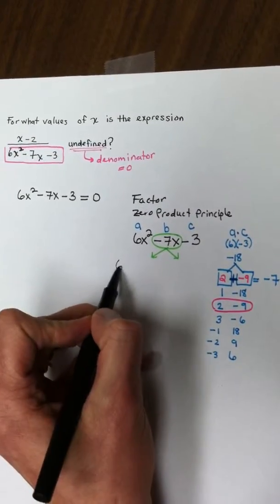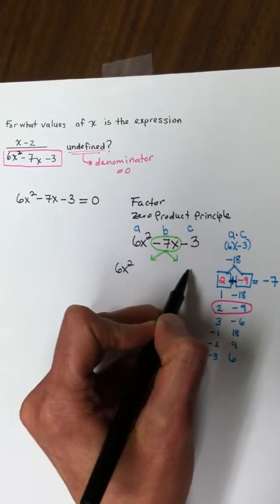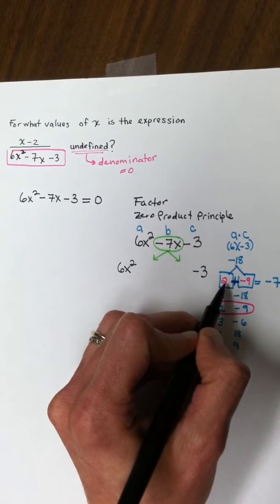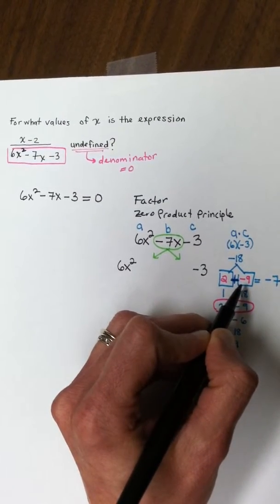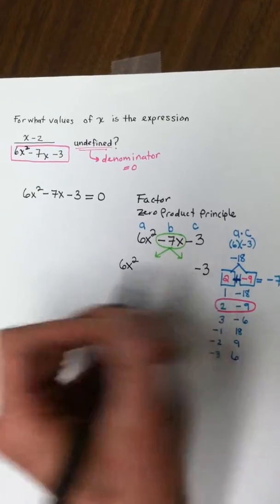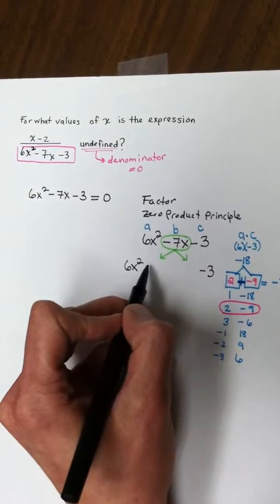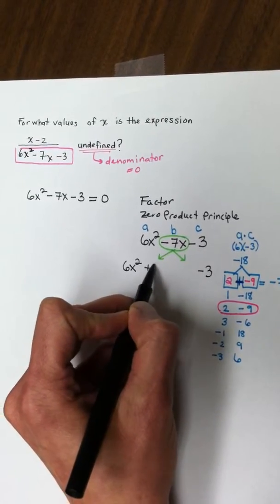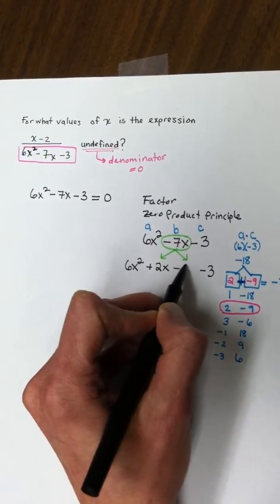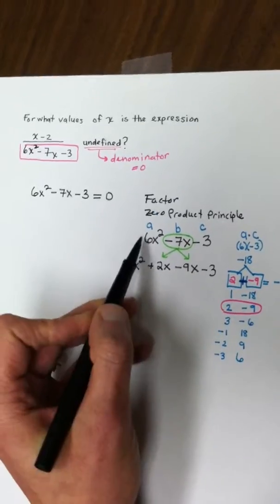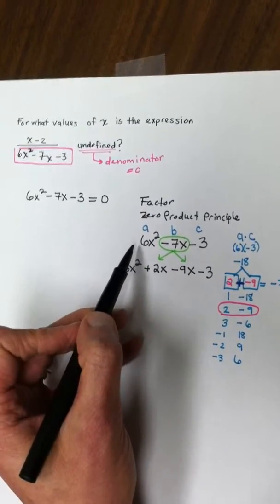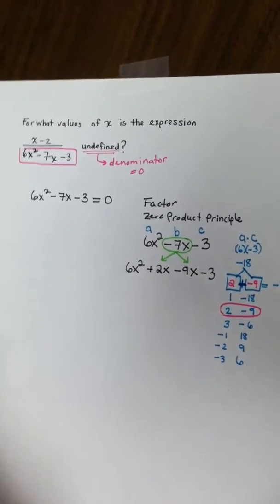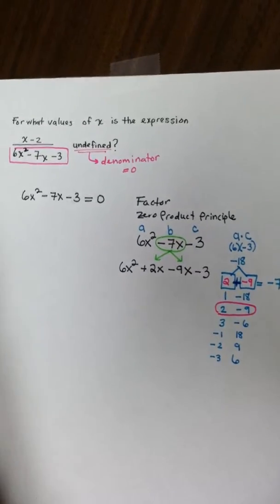So the 6x squared is going to remain the same, the minus 3 is going to remain the same, but my middle term I'm going to split into a positive 2x and a negative 9x. The order that I write them isn't important. The AC method will work either way because order doesn't matter when we add. So I'm just going to write the plus 2x first and the minus 9x. These two expressions are equivalent. They simplify to the same thing. The only difference is now that I have 4 terms, I can factor by grouping. So that's my next step.